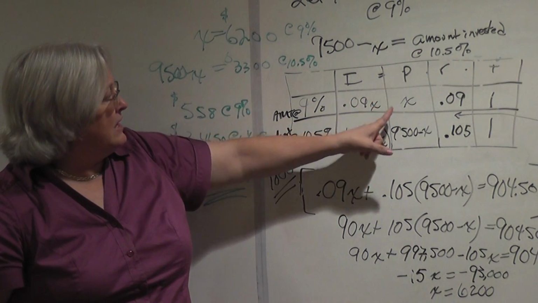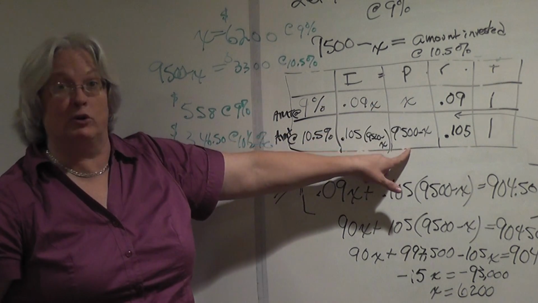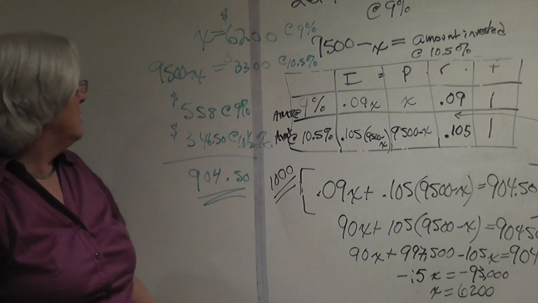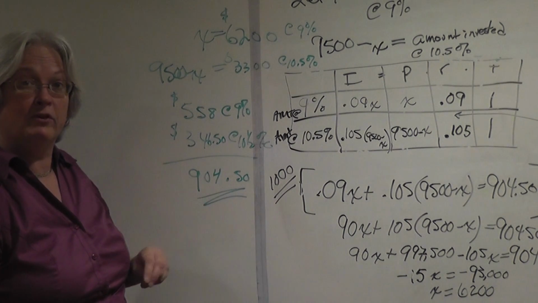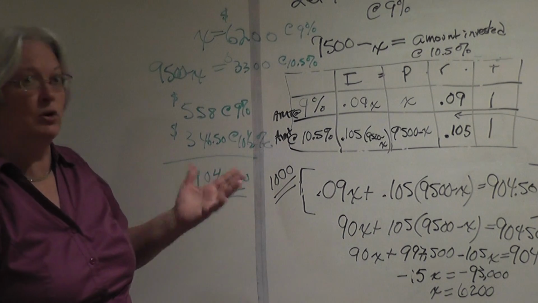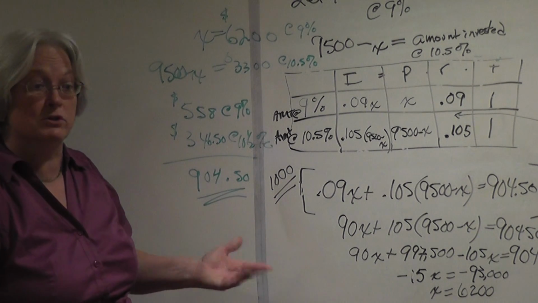You're going to have to solve for one variable in terms of another variable. And then you can go back and check your work when you're finished. And that's the end of a good example of how you solve interest problems.